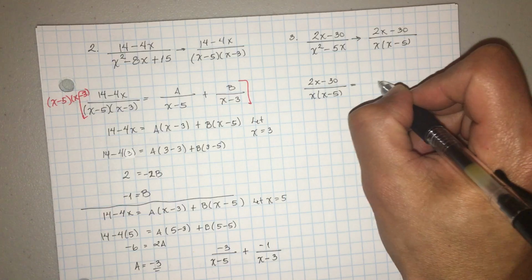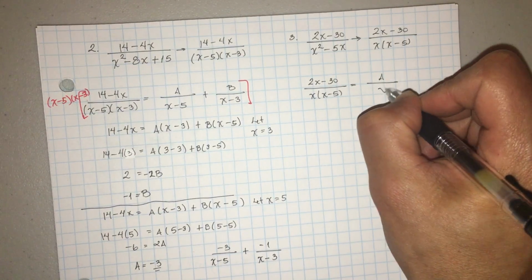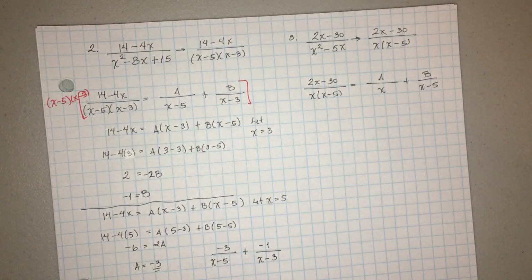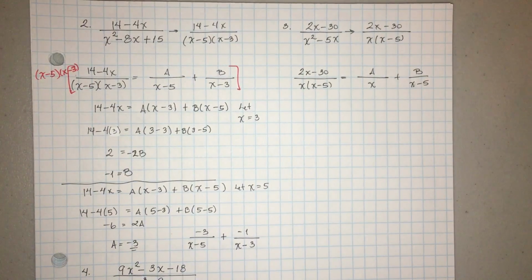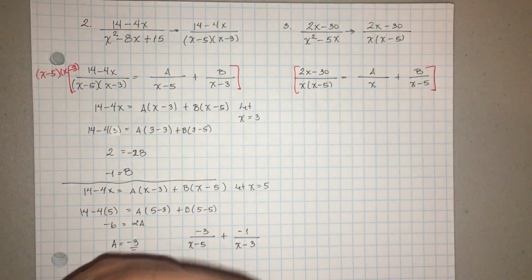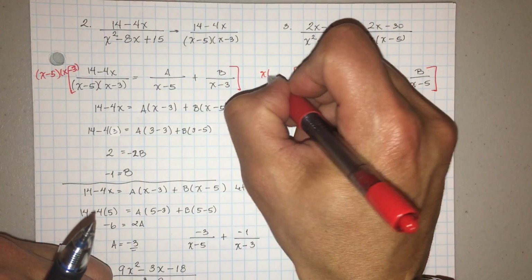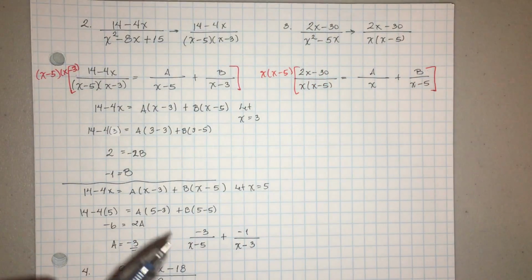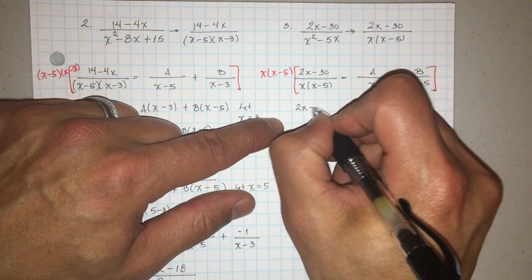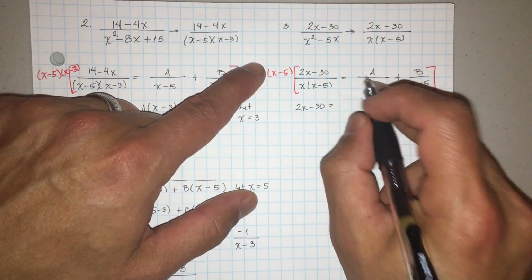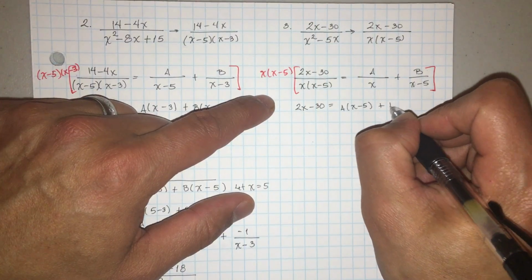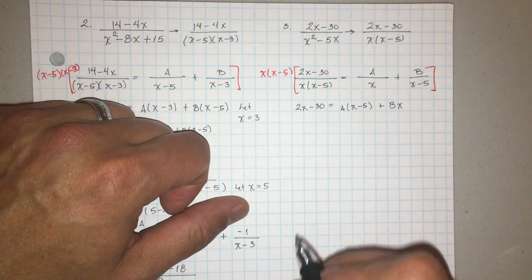Okay, and that's going to equal some constant a over the x plus some constant b over the x minus 5. Now from here, of course, I'm going to cross multiply by x times x minus 5. So what happens? All this simplifies out. You're left with 2x minus 30. The x's simplify out. You're left with a times x minus 5. And the last part, the x minus 5 simplifies out, and you're left with b times x.